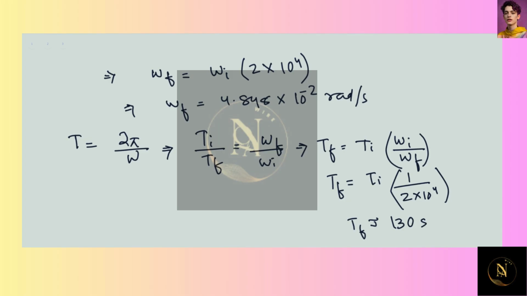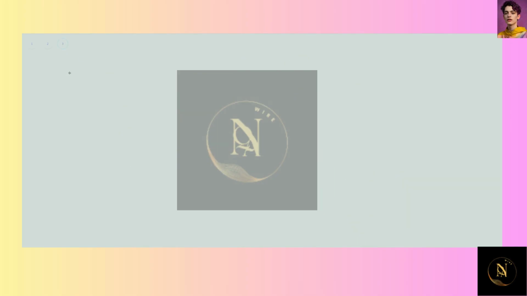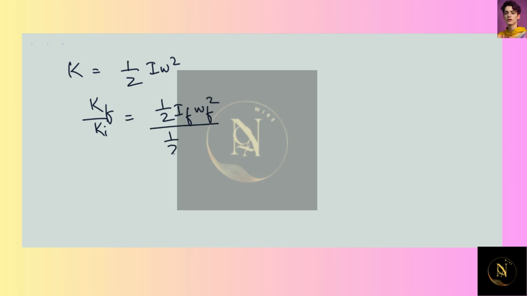Okay. Now the ratio of the angular kinetic energy of the spinning mass will be as follows. So we know that rotational kinetic energy is half times I omega square. So Kf over Ki, where f means final and i stands for initial, will be equal to the respective half of I omega square of both.